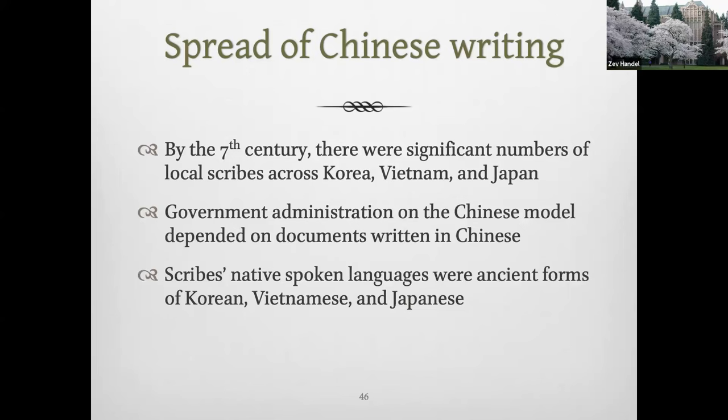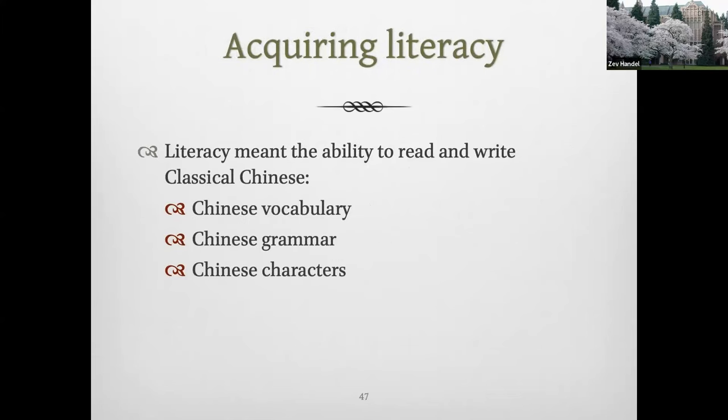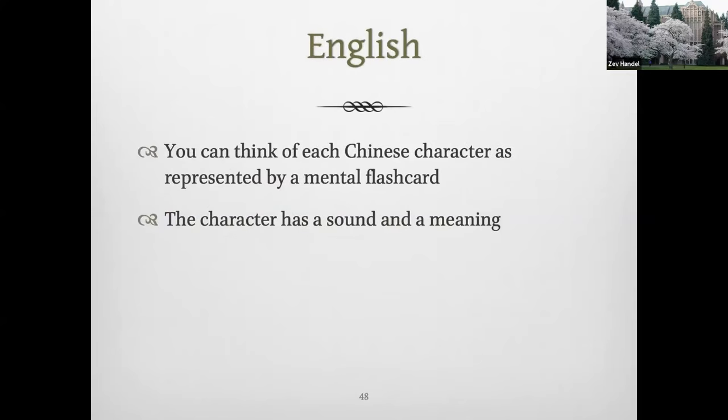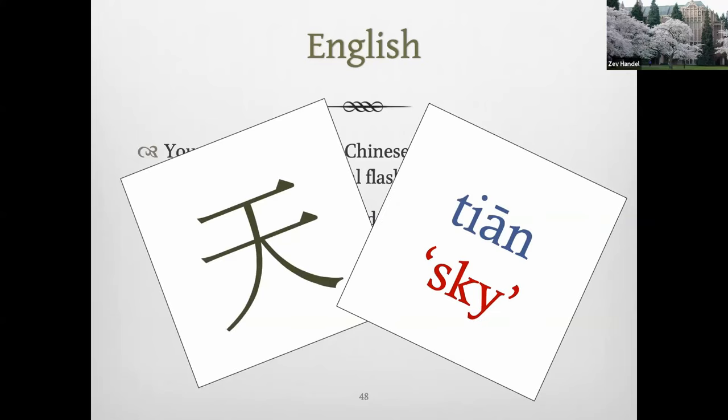So what's going to happen? The same thing that just happened to us in our thought experiment. For most purposes, reading and writing classical Chinese works just fine. And you do it by learning Chinese vocabulary, Chinese grammar, Chinese characters, and you memorize a sound and a meaning. But instead of memorizing a sound with an English accent and a meaning, which is an English word, like we did here, this is a different character. This is the character for the Chinese word sky in Mandarin. It's pronounced tian. So we have a pronunciation, we have a meaning.